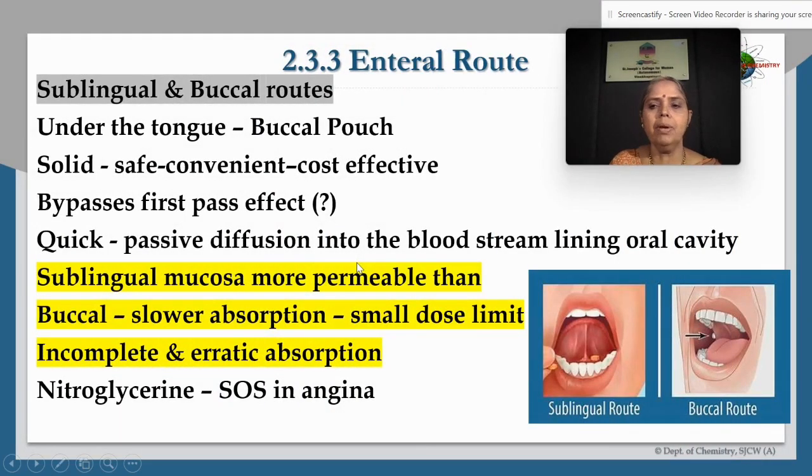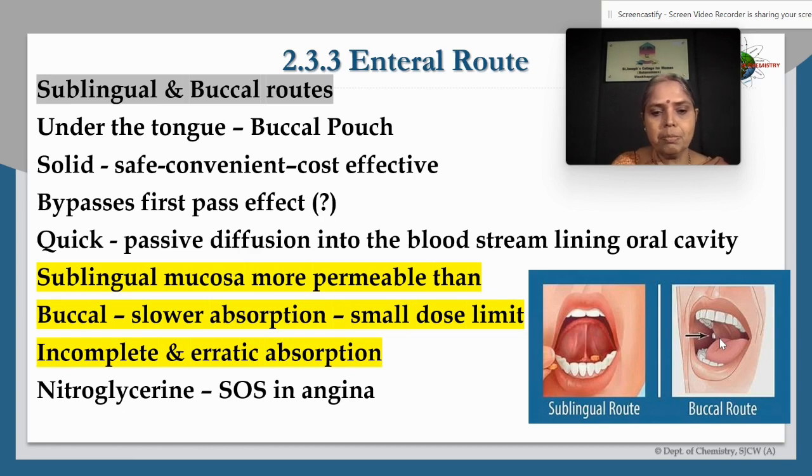Next, sublingual and buccal routes. You can see in the pictures that all the images have been sourced from open sources on Google. The sublingual route is putting the medicine beneath the tongue, and the buccal route, you can see here, is placing the medicine between the cheek and the jaw.